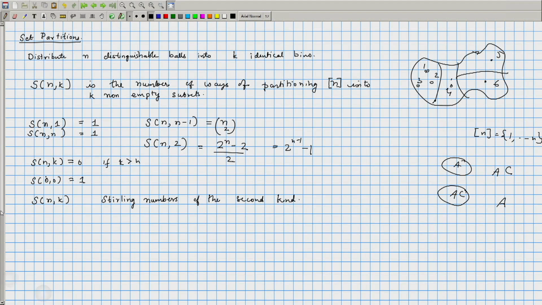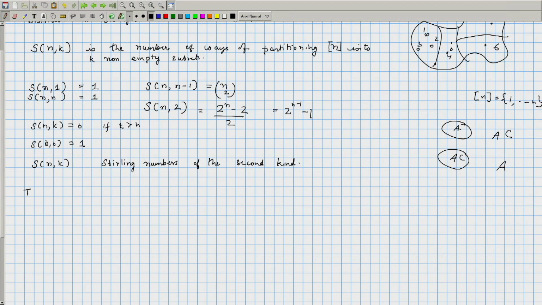Okay. We need to find a formula for S(n,k). So, the following theorem gives a recursive formula to obtain S(n,k). S(n,k) is equal to S(n-1,k-1) plus k times S(n-1,k). We need to prove that this theorem is correct.